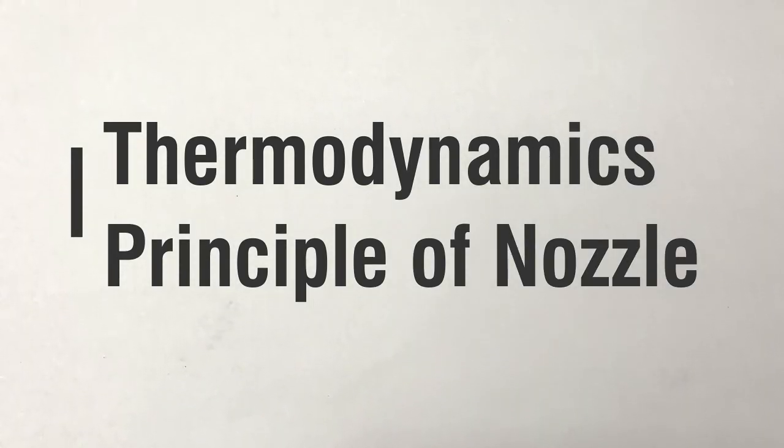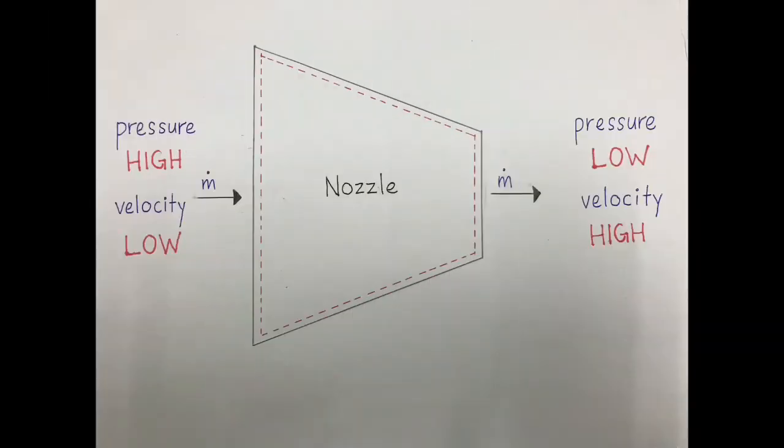Thermodynamics principle of a nozzle. As we can see, the fluid is flowing from left to right. Initially, before the fluid enters the nozzle, it has the characteristics of high pressure and low velocity. As it enters the nozzle, it will flow out through the outlet, having low pressure and high velocity.